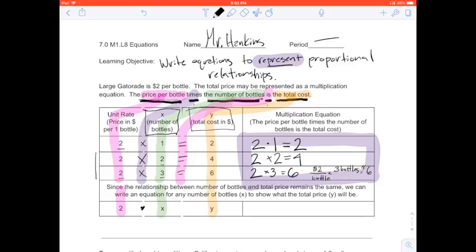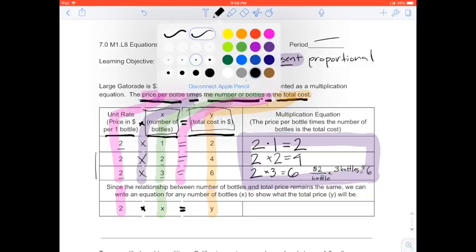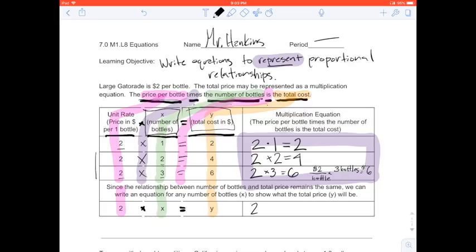2 bottles times the number of bottles is equal to the total cost. Price per bottle times the number of bottles is equal to the total cost, as we see in the bottom. So let me just write it out separately so it's a little more clear. 2 times the number of bottles, and again, the number of bottles is being represented as X, is equal to the total cost, which is being represented as Y.